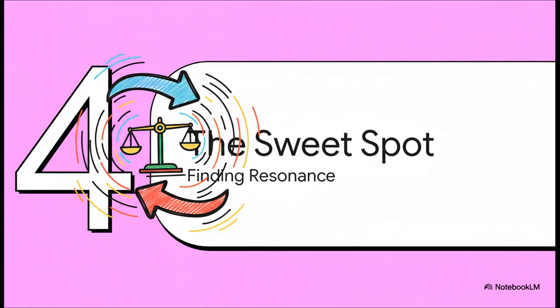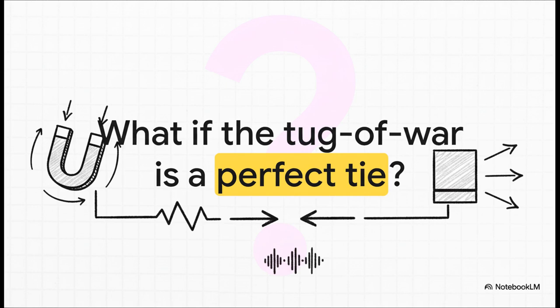So we've got this constant tug of war going on inside this circuit. But what if it was a perfect tie? What happens then? Well, that's when we hit the circuit's sweet spot. This really is the key question, right? It turns out, at one very specific frequency, the pull from the inductor perfectly, and I mean perfectly, cancels out the pull from the capacitor. And this magical state has a name.